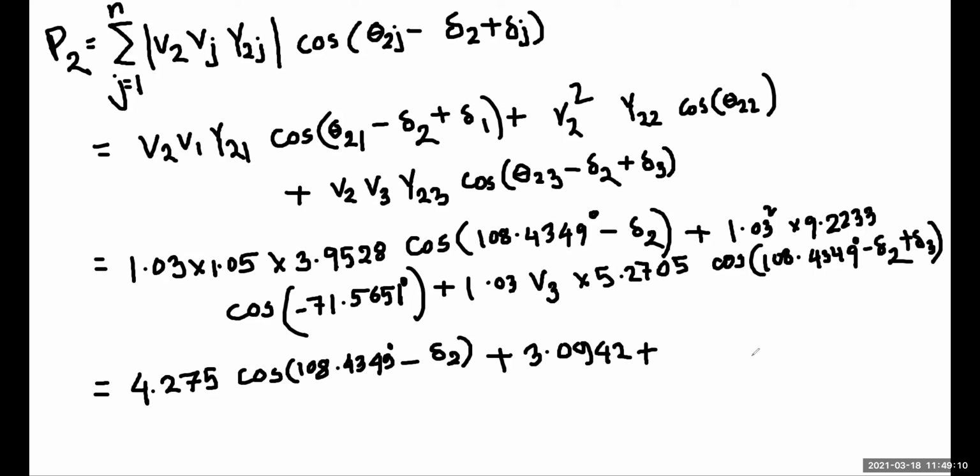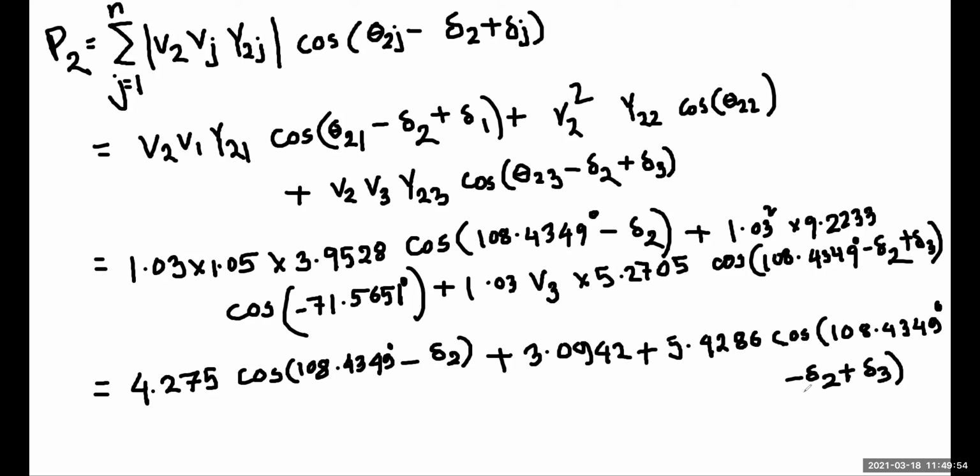Plus this one. 1.03 into 5.2705. The value is 5.4286. Cos 108.4349 minus delta 2 plus delta 3. That is the value of your P2, right?